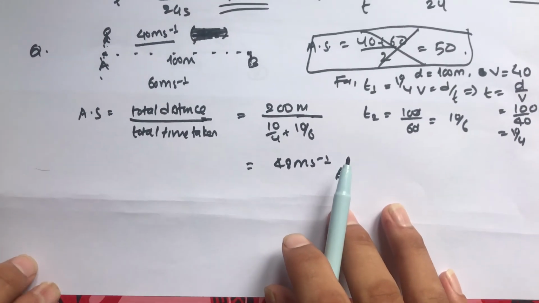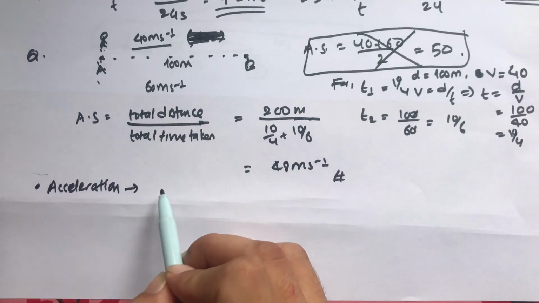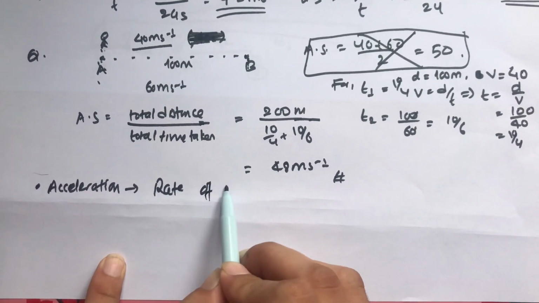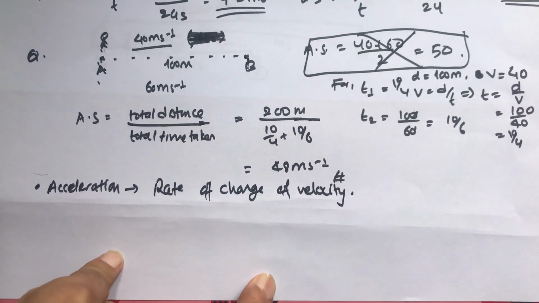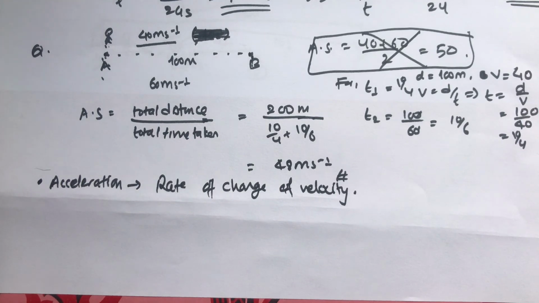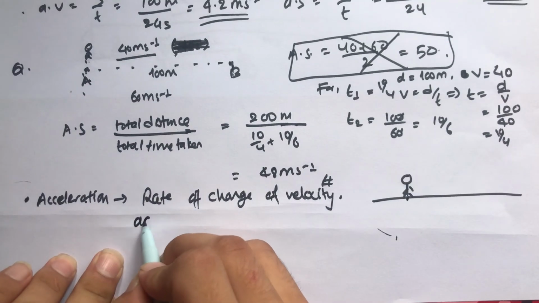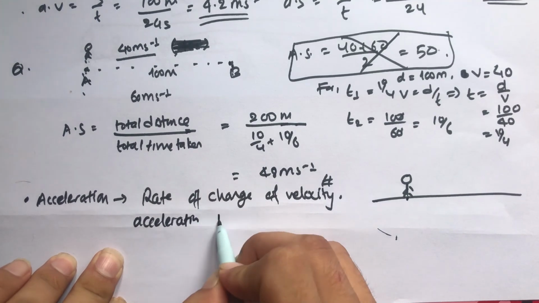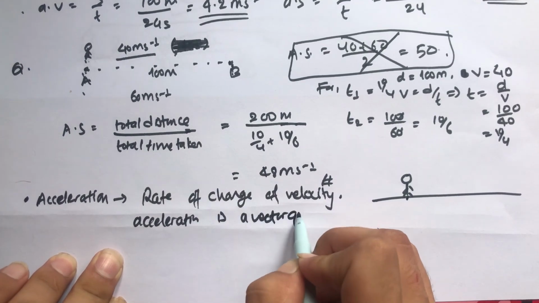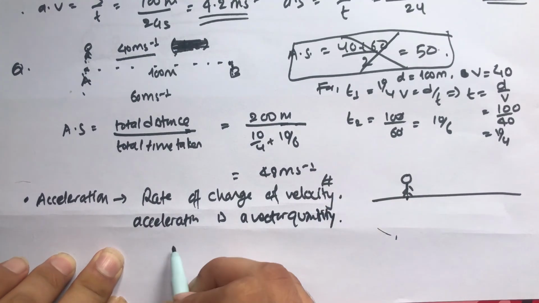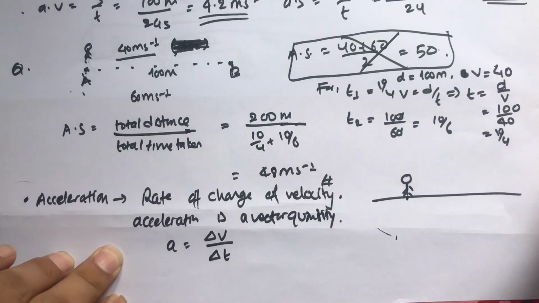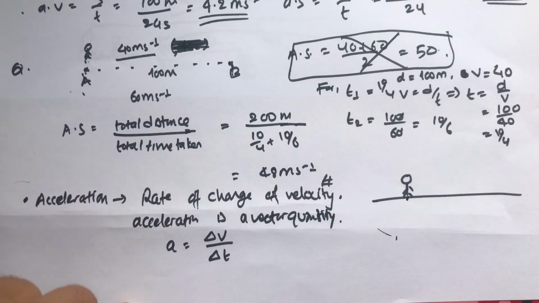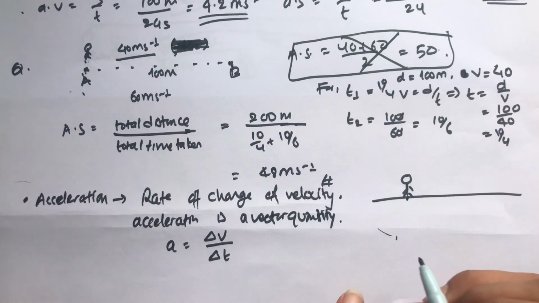Now let's talk about acceleration. Acceleration is the rate of change of velocity. So it tells us at what rate the velocity of an object is changing. Acceleration is a vector quantity, and it can be written as a equals change in velocity over change in time, or the time taken for that change. Acceleration can be negative, can be positive, can be 0, and if acceleration is 0, it means that velocity is not changing.